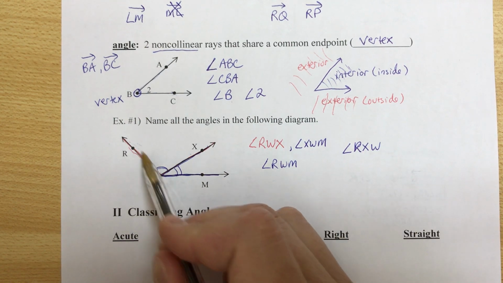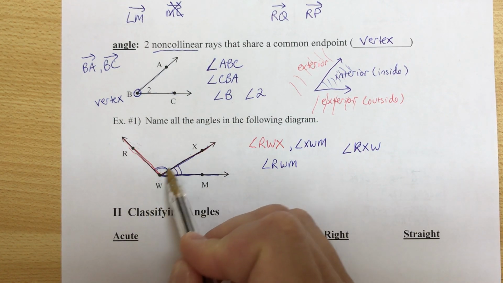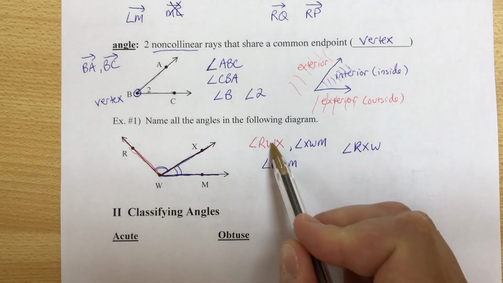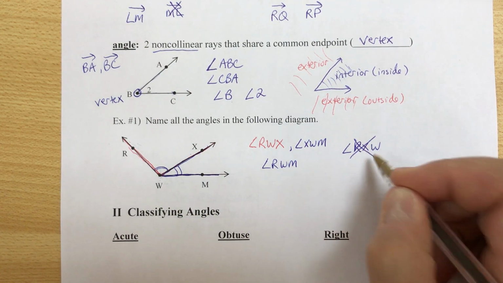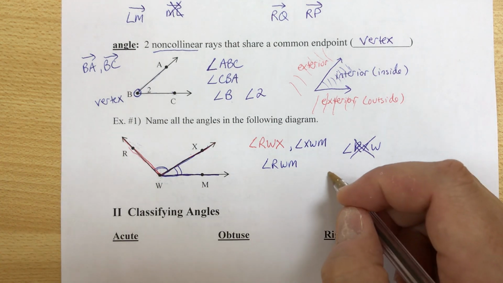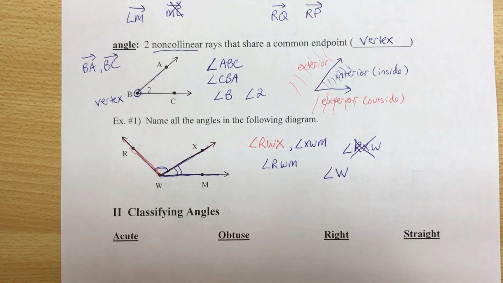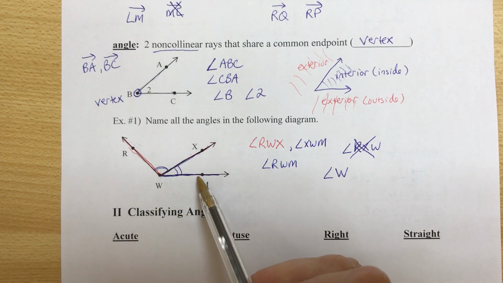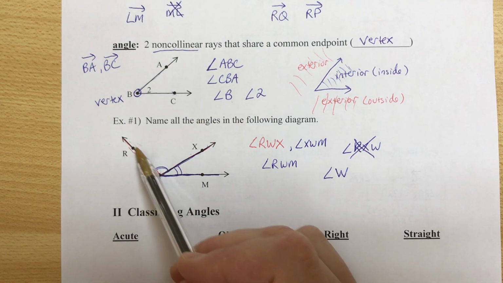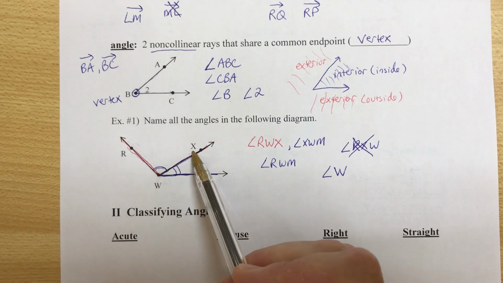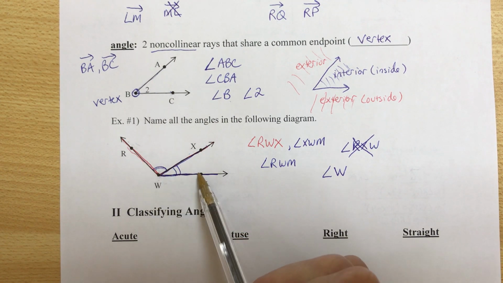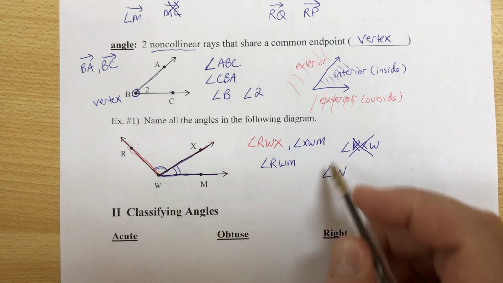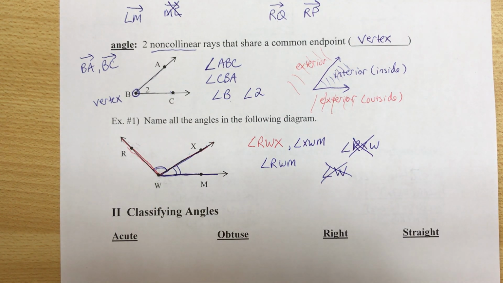RXW would not be this angle. RXW would be this. So again, the vertex W has to be in the middle. Now you might be asking, why can't we just say angle W? Well, the problem is, if you say angle W, which one are you talking about? Is it this one, or this one? So if you have angles that are next to each other, we have to use 3 letters.